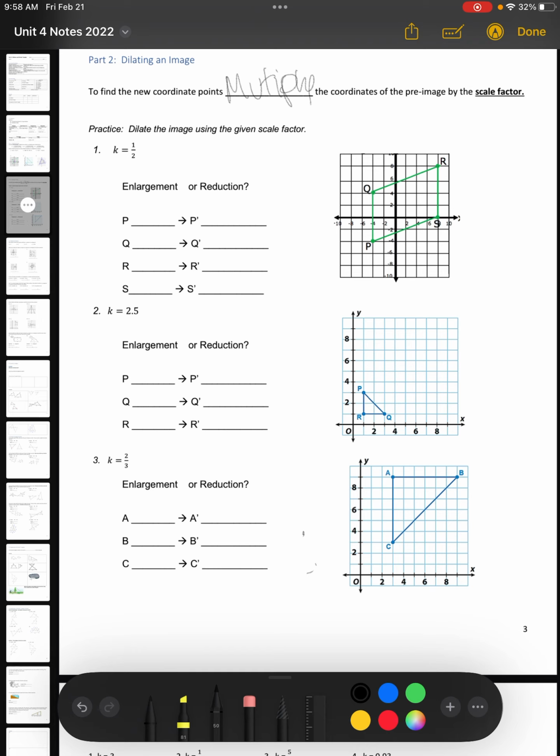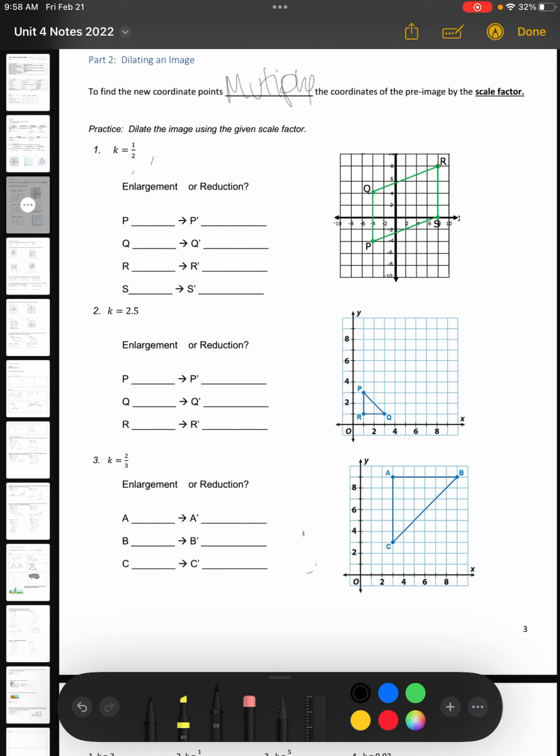So in this first example it is asking us to dilate the image by a scale factor of 1/2. That means we want to take this picture and make it half the size. Now to do this proportionally and get it in the correct location, we're going to go through and describe the location of the existing points.